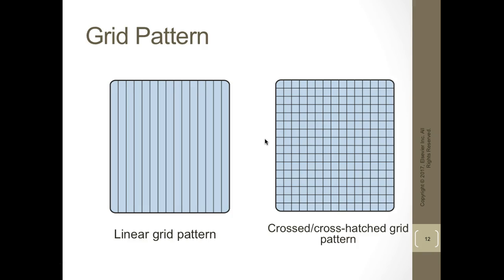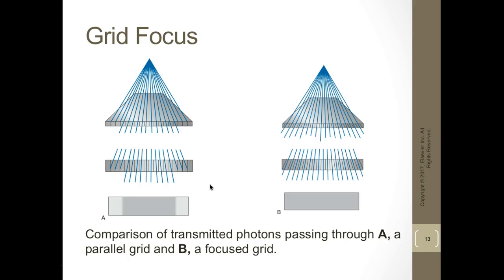All right, so grid patterns. There are different grids out on the market. This is a linear grid pattern, so it's long lines, and you can see a cross-hatched grid here. So it's a bunch of squares. In between each square is the radiolucent material. Here these lines are the lead, and in between is the radiolucent material, and most of the time it's aluminum to absorb some of the low energy.